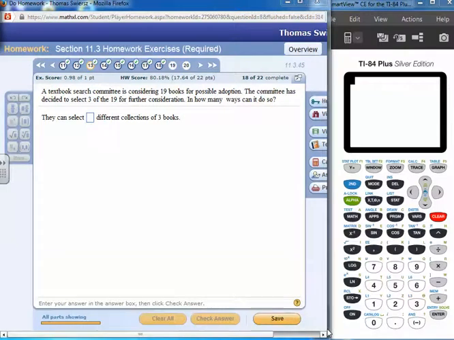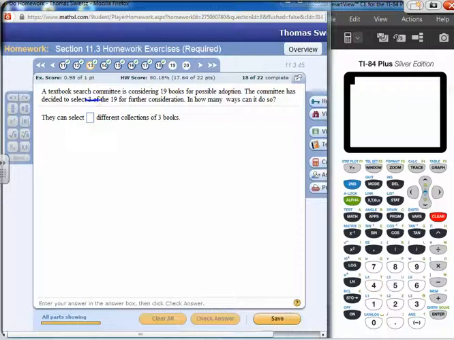All right, let's solve homework exercise number 13 from section 11.3. A textbook committee is considering 19 books for possible adoption. The committee has to select 3 of 19 for further consideration. How many ways can they do this?